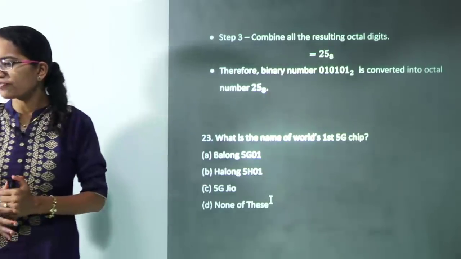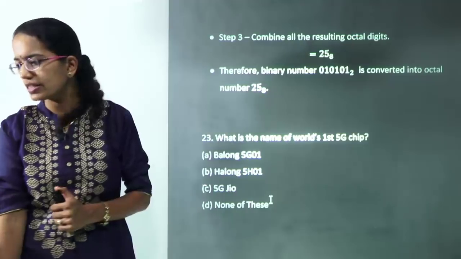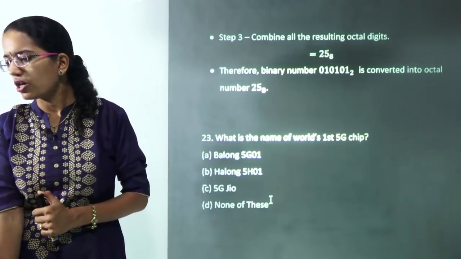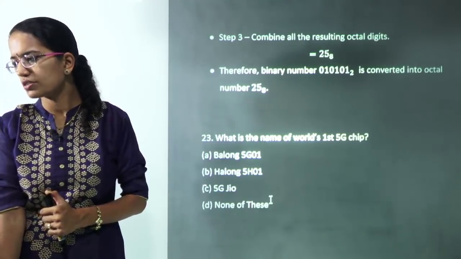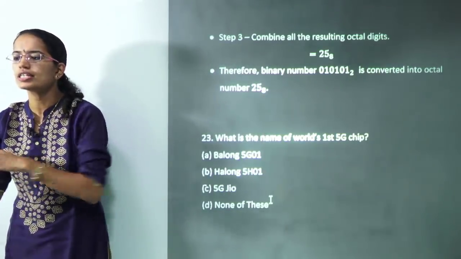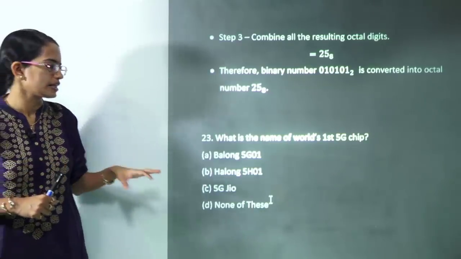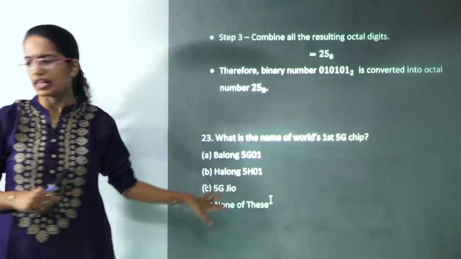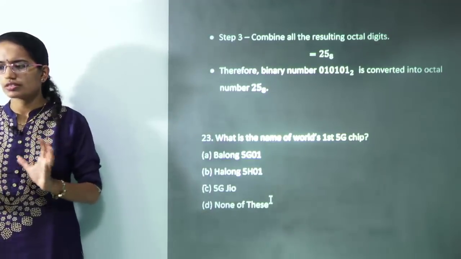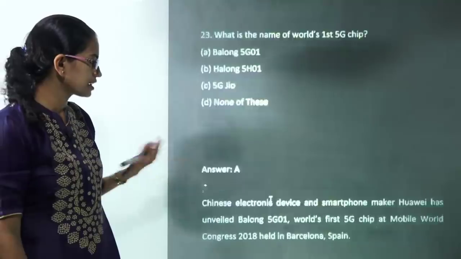Oh great, a lot of you, Aparna, Sneh, Kushwan, great. So Balong 5G01 is the correct answer. Balong 5G01 was released by Huawei. Huawei, a Chinese company, unveiled it, and this is the world's first 5G chip that has been released. The only thing that was meant to confuse here was bringing in Jio, so students get confused with it.